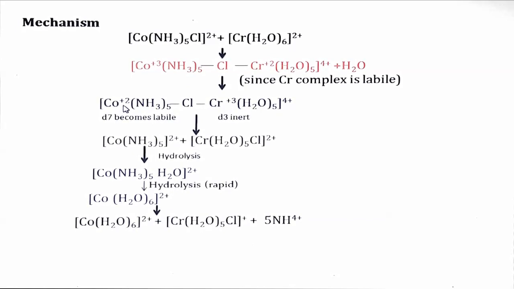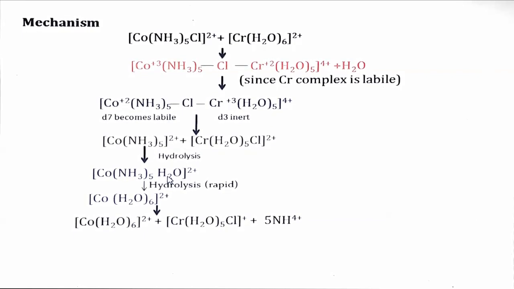In this particular complex, the d7 configuration will be there, and a d7 complex is always labile. Here the configuration is d3, and a d3 complex is always inert. Now this labile complex will dissociate, so Cl will be removed from this compound and we get this. Now we get a product, but this is not a stable complex. Why is it not stable? Because it is not coordinatively saturated. Here there are 5 NH3. So on hydrolysis we get this compound.